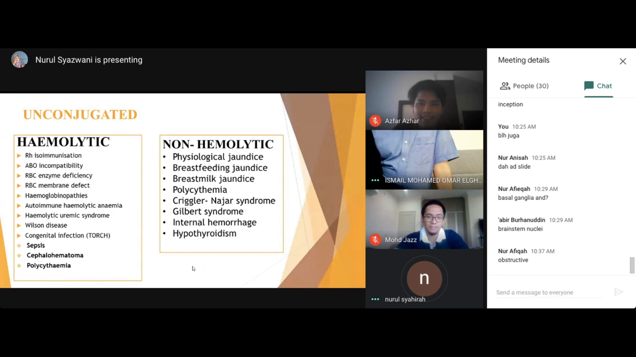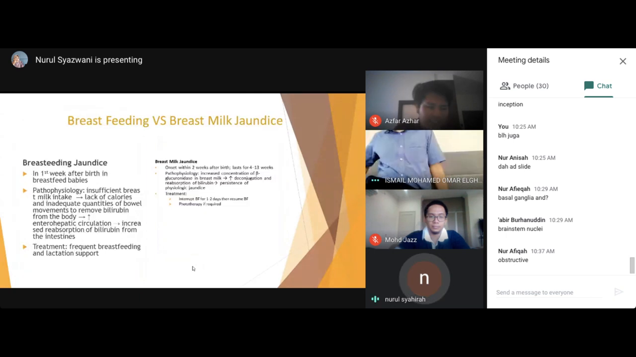So, next slide. This one is the comparison for breastfeeding jaundice and breast milk jaundice. Breastfeeding jaundice is usually in the first week after birth in breastfed babies. The pathophysiology is usually insufficient breast milk intake, which can lead to lack of calories and inadequate bowel movement to remove the bilirubin from the body. This increases the enterohepatic circulation and the reabsorption of bilirubin from the intestine. It can usually be treated with frequent breastfeeding and lactation support.